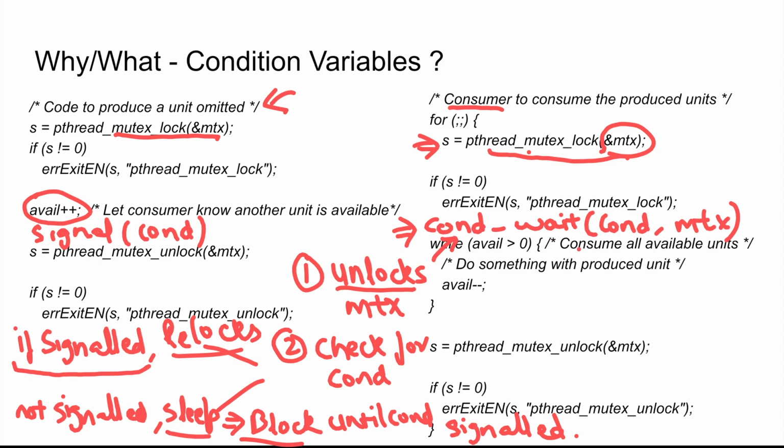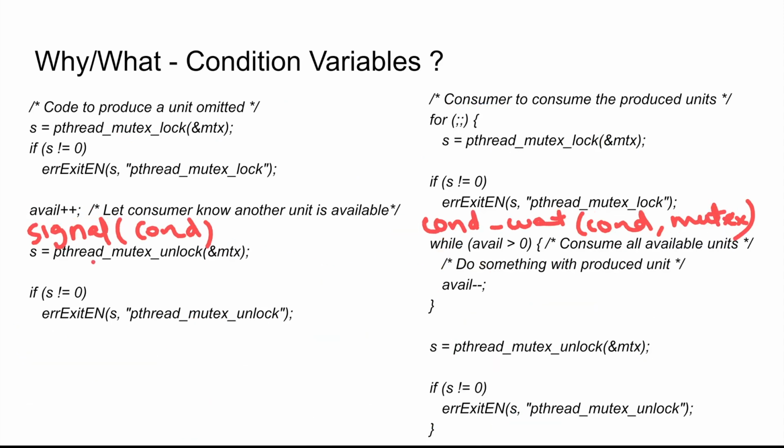It then checks for the condition variable, and if it has not been signaled, it sleeps and blocks until the condition variable is signaled. Otherwise, if the signal has already happened, it would relock the mutex and consume all the produced units, and before leaving the critical section it would unlock the mutex so that the producer can again take the mutex and produce some available units.